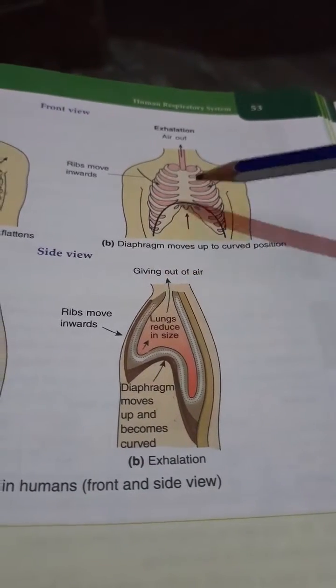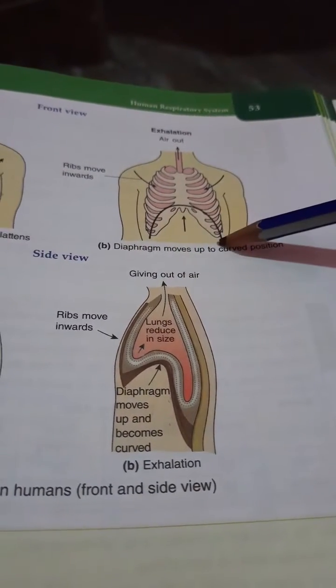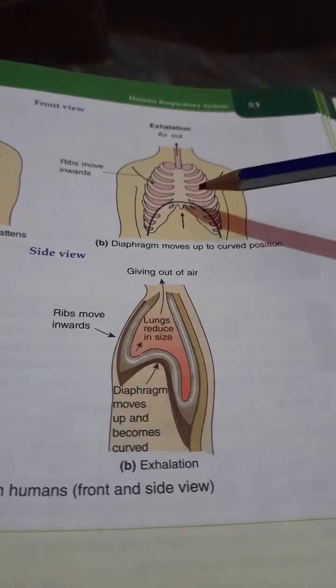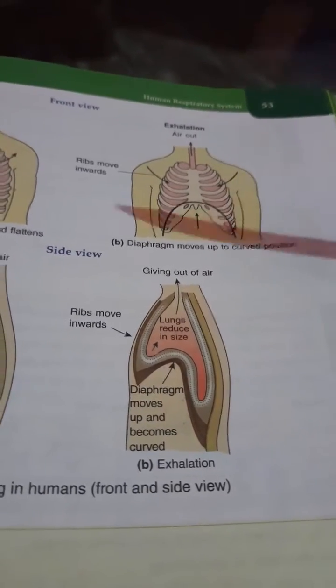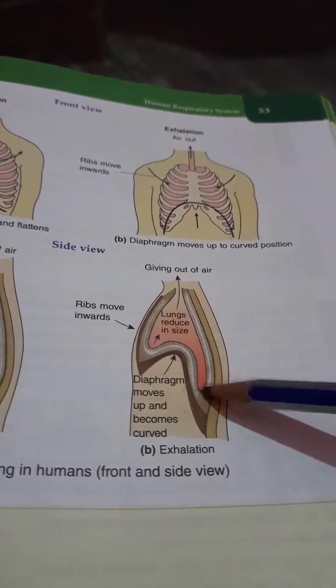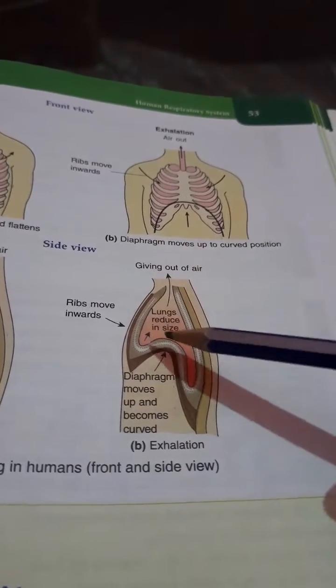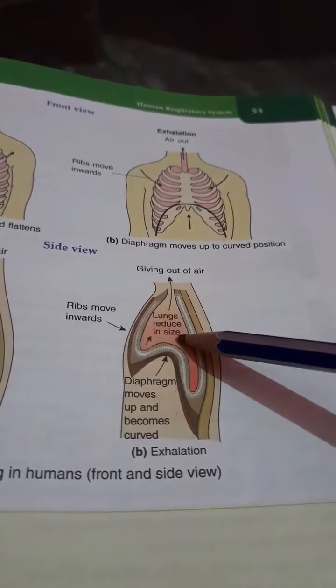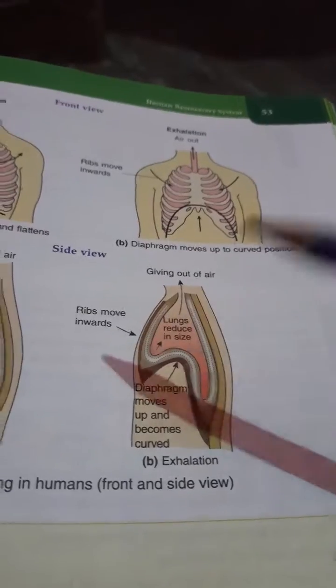and flattens. But in the second case, that is exhalation, you can see the diaphragm moves up and takes the curved position and ribs move inward. So it decreases in size. Here from the side view also you can see when we give out the air, lungs reduce in size and the diaphragm moves up and ribs also move inward.